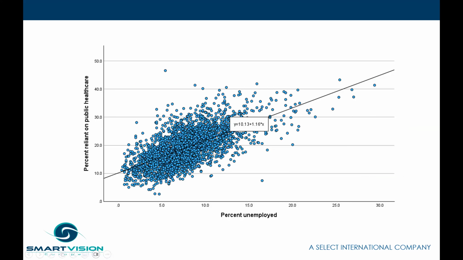Okay, so you see here, this is the line going through percent unemployed and percent reliant on public health. So you'll notice that when you add the line, SPSS by default literally gives you the y equals mx plus c, or the y equals a plus bx equation here. This is exactly the linear regression equation.